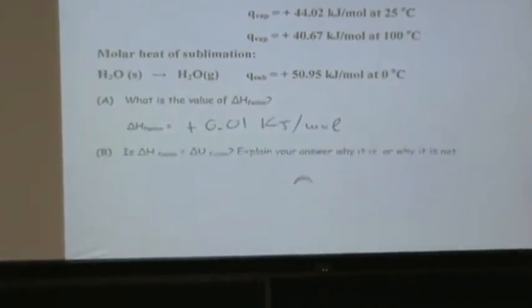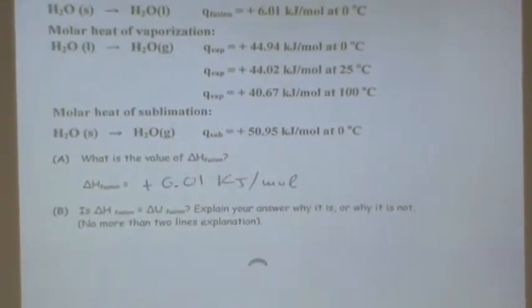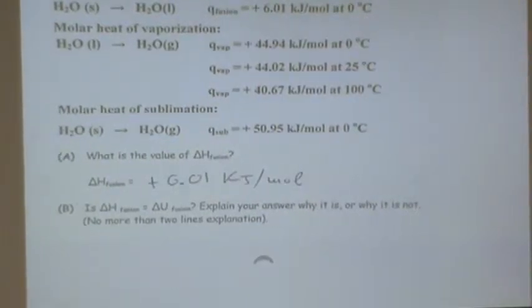Then the second one is a good one. It's asking you, is delta H equal to delta U for fusion? And explain why or why not. So what do you think? For this process of melting, we talked about this in the lecture, I know you forgot. Is delta H equal to delta U or not? Why not? Because it says the volume changes. Remember? And if the volume changes and there is an external pressure in the atmosphere, then work is involved, plus or minus, depending on whether it freezes or melts.